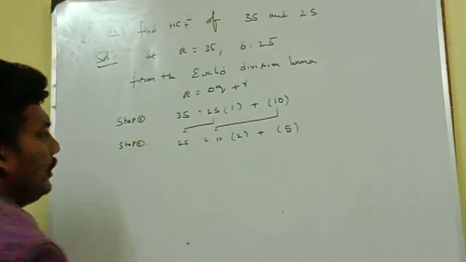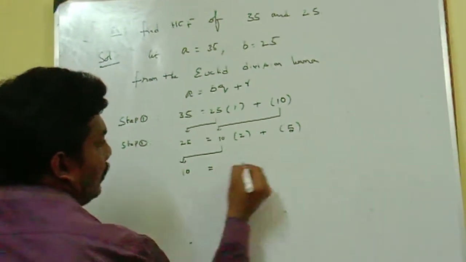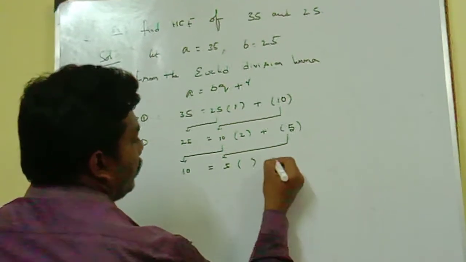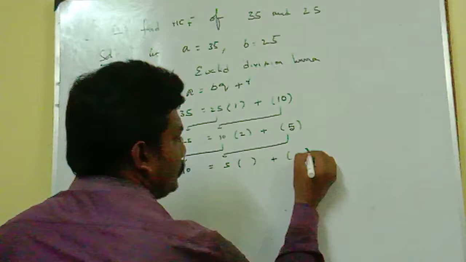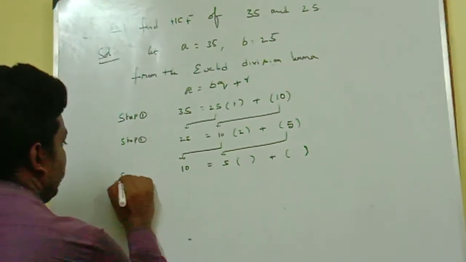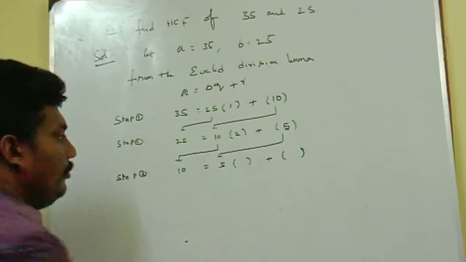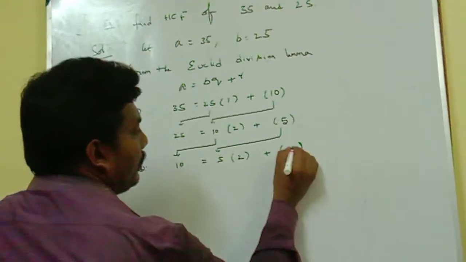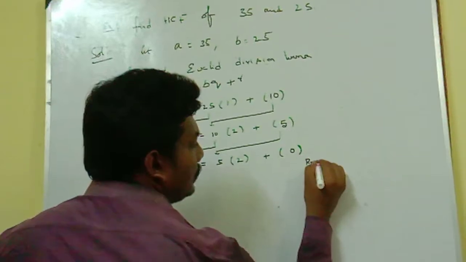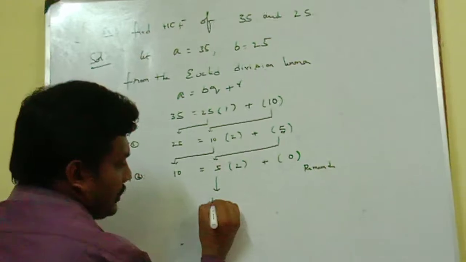Again we are following the same step: the divisor as dividend, that is 10, and the remainder, this 5, as divisor. That is 3 steps. Now in this step, this is step 3, in the 5 table, 5 2s becomes 10. The remainder will be 0. So when we got the remainder 0, this is called the HCF.